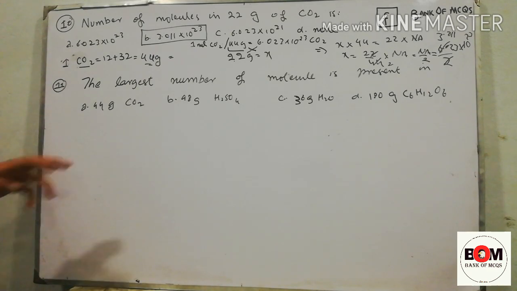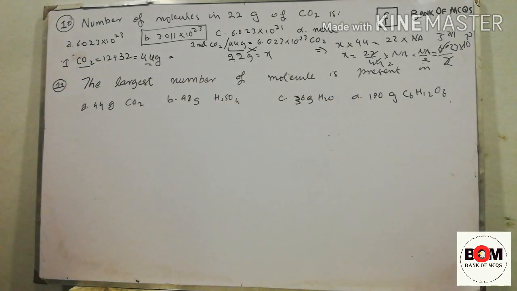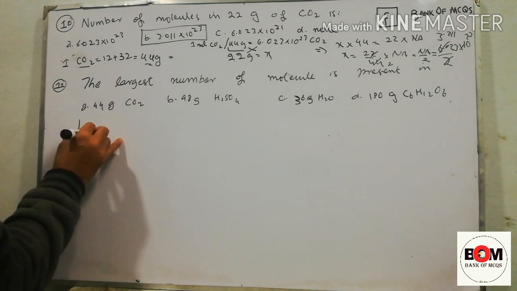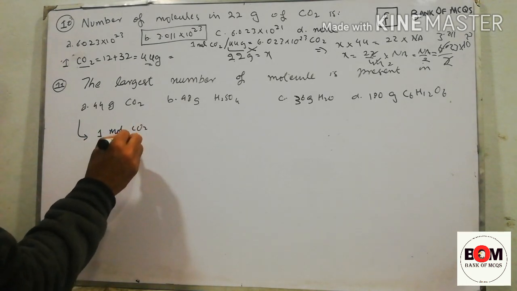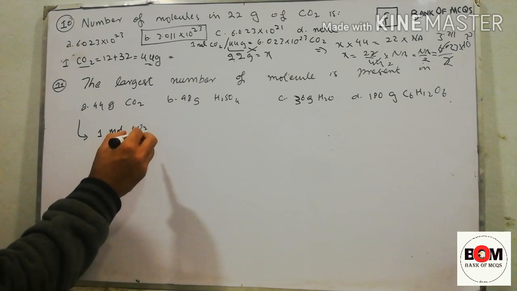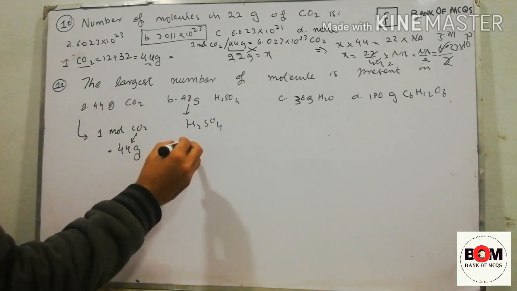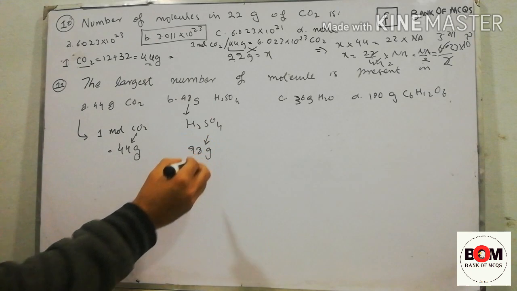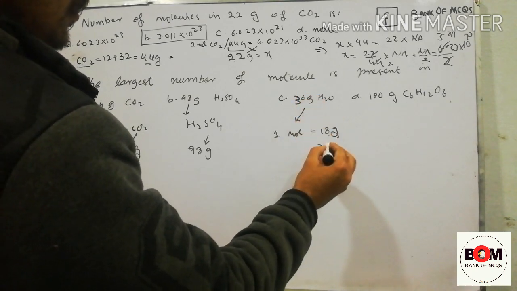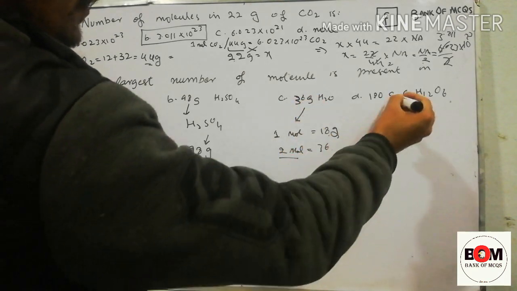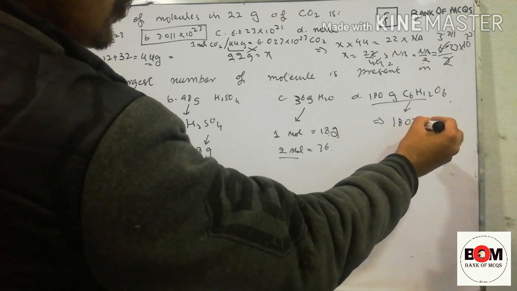Now, the largest number of molecules is present in 22 gram CO2, 98 gram H2SO4, 36 gram water, or 180 gram of C6H12O6. So for carbon dioxide we know that 1 mole of CO2 is equal to 44 gram, because the CO2 molecular mass is 44. The next is H2SO4, its molecular mass is 2 plus 32 plus 64, which is 98 gram. For water, 1 mole is equal to 18 gram. Here it is 36 gram, so 36 gram is 2 mole. And for glucose, the molecular mass is 180, so 180 gram is equal to 1 mole.